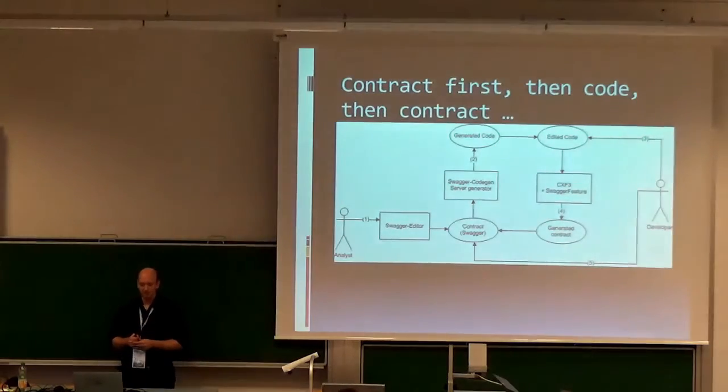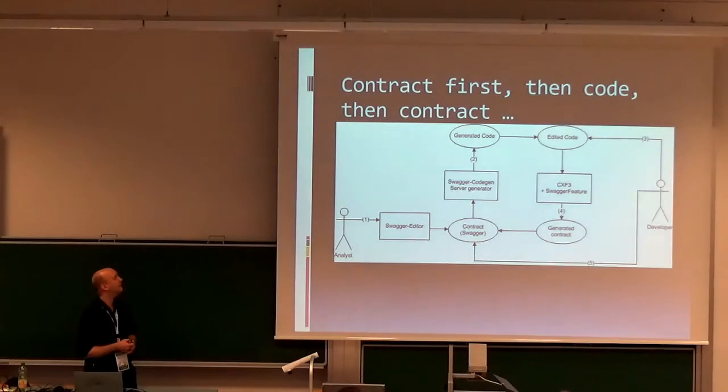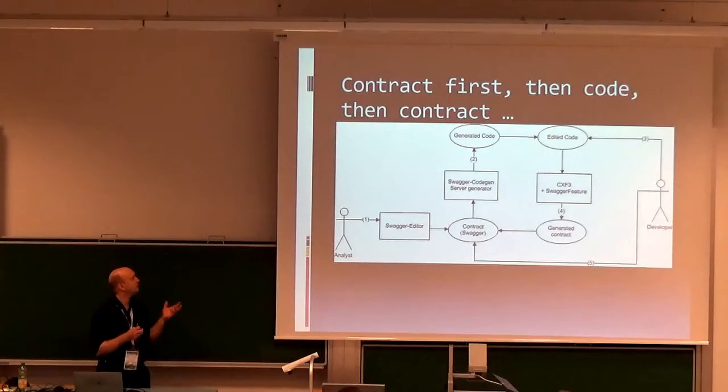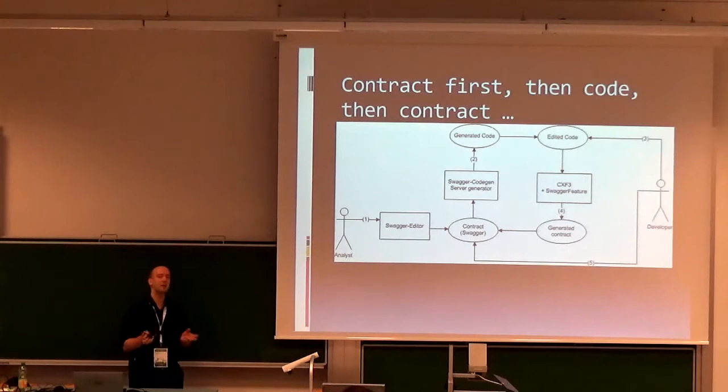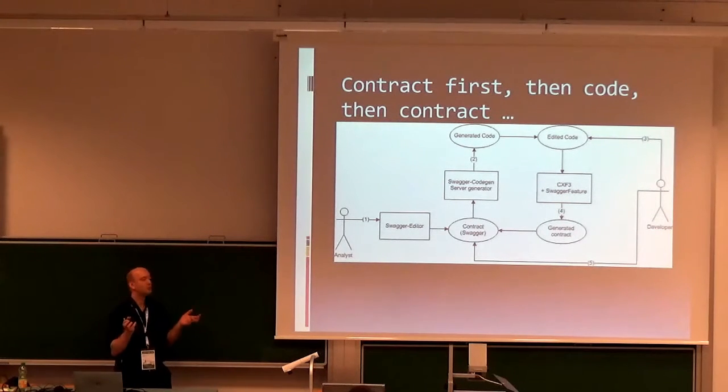So this is the basic development cycle. I hope you can read it in the back. So first of all, we start with the contract. You can use a Swagger editor, so the business analyst can edit the contract, can add the first operations, the first models. And in the next step, we can use Swagger-Codegen to generate the server stuff. And then we can edit the server stuff, add code, add new models, add new operations, and then use Apache Crossfire. Apache Crossfire has a feature to generate the Swagger contract on the fly.